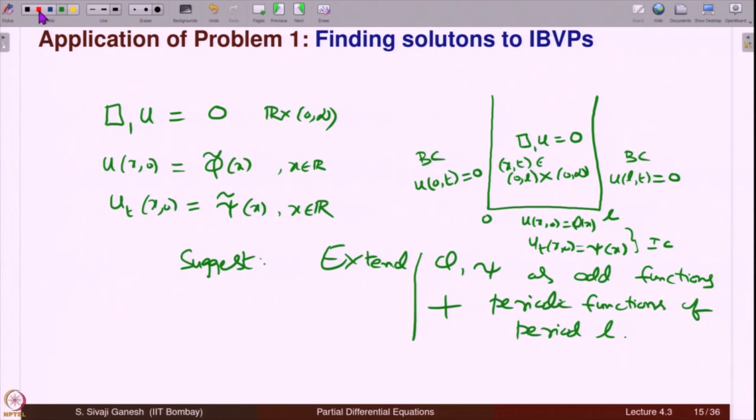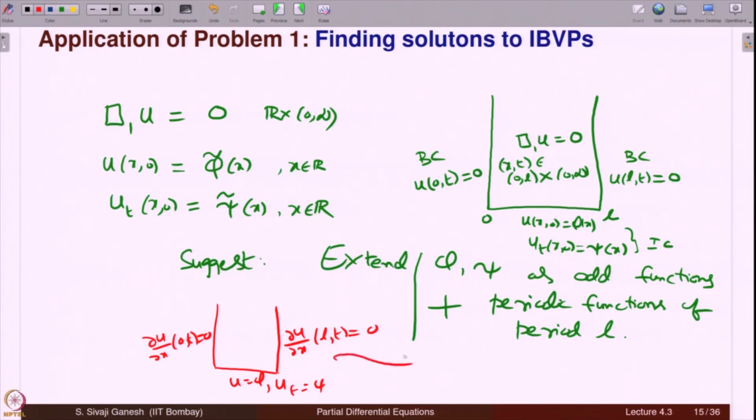So, in other words, what I am saying is, for this problem where u is given to be phi here, I will be brief, it is exactly the same as this, u_t will be psi here. Here, instead of u(0, t) or u(L, t), what we give is dou u by dou x at (L, t) is 0, and here dou u by dou x at (0, t) is 0. In that case, the suggestion is to extend phi and psi as even and periodic functions of period L.